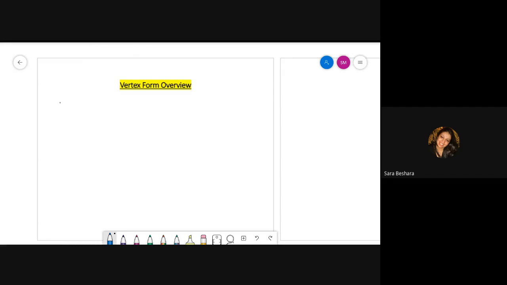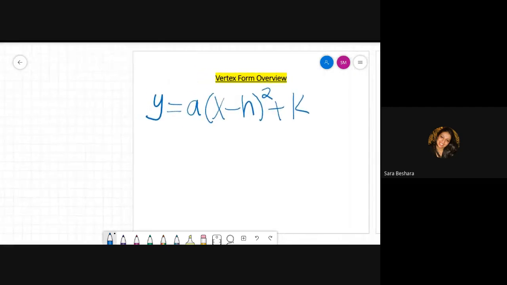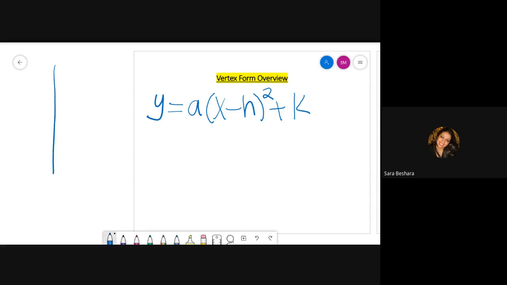Vertex form is y equals a times (x minus h) squared plus k. This vertex form only pertains to parabolas, so I hope by now you know what a parabola is. If I made the xy axis and created a parabola, the parabola looks like that. There's a vertex. The vertex could be the minimum and it could be the maximum.